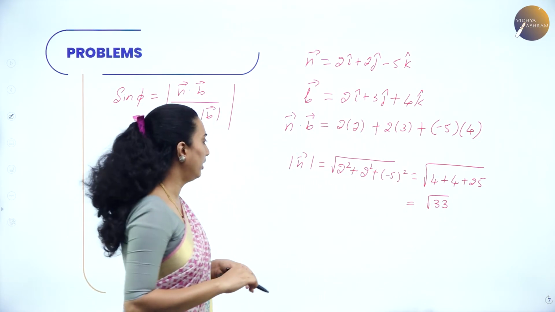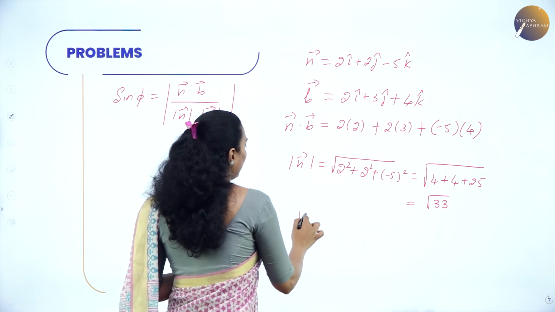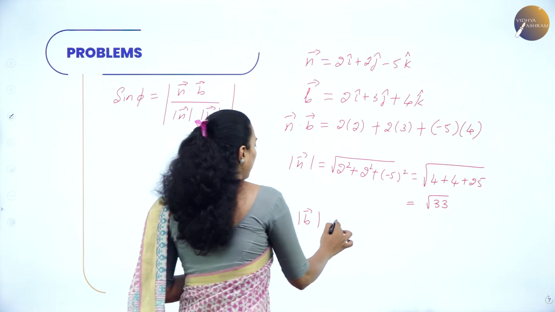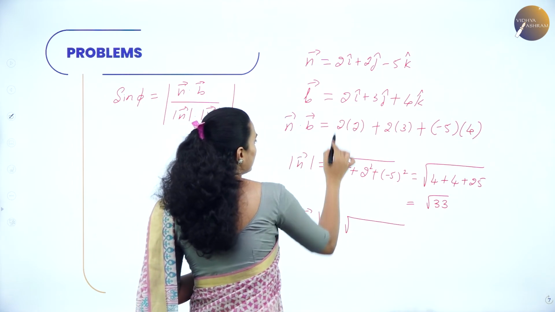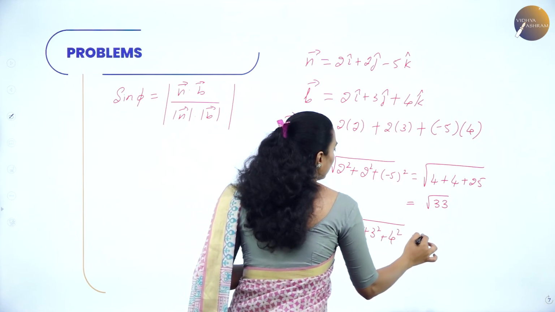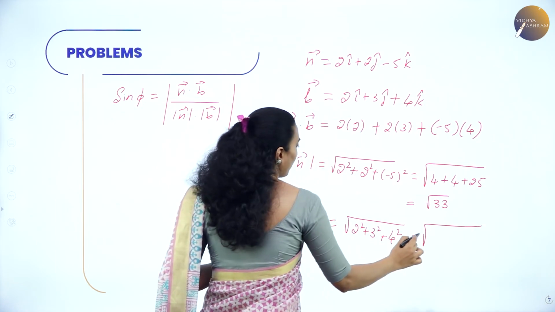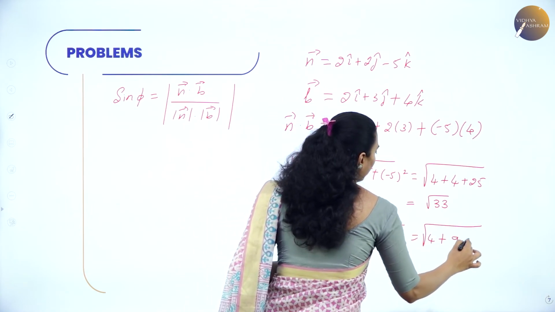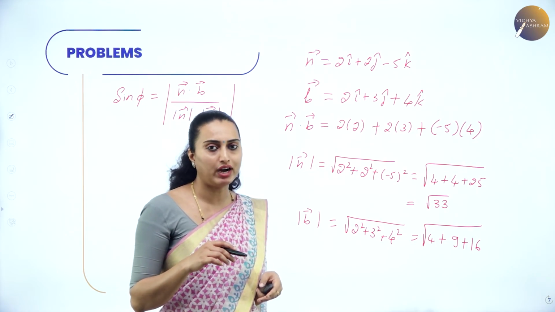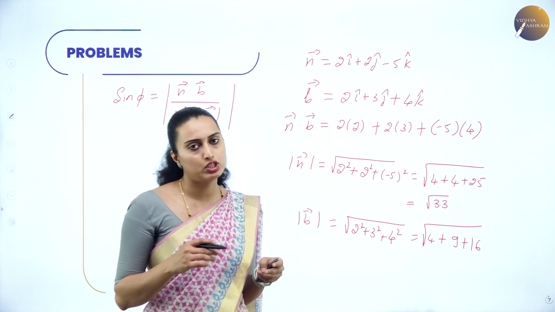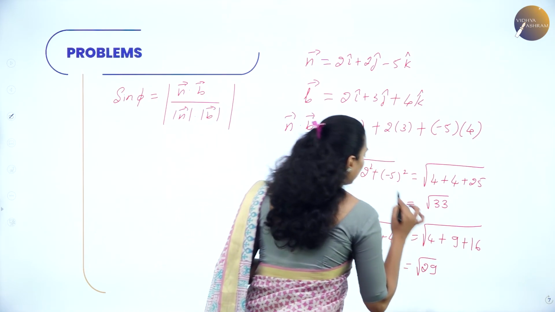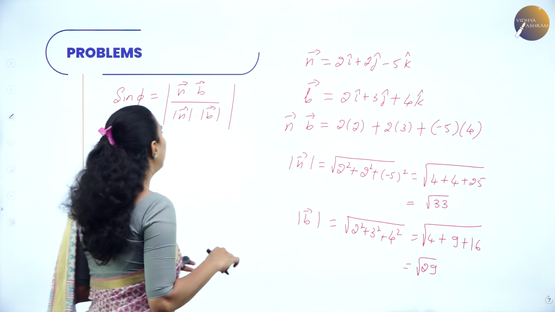Now calculate the magnitude of b vector. The magnitude of b vector is given by the coefficients of i, j, k of b, which is 2 squared plus 3 squared plus 4 squared. That is the root of 4 plus 9 plus 16. 16 plus 9 is 25, 25 plus 4 is 29. So therefore root 29. Now we can substitute.